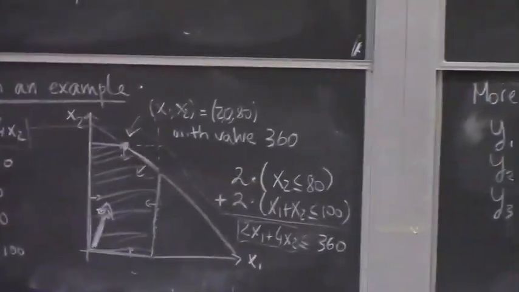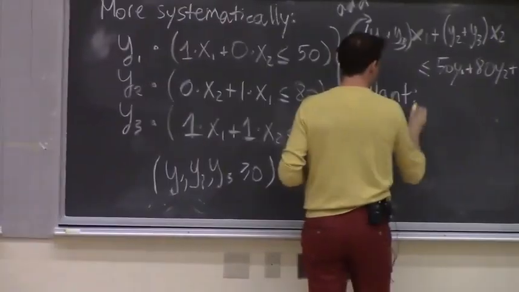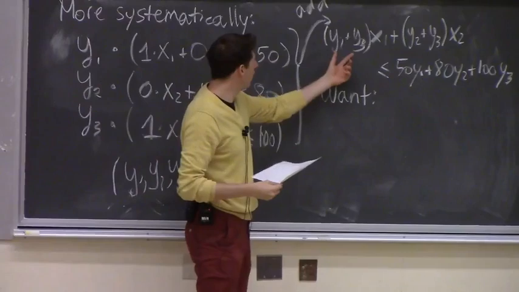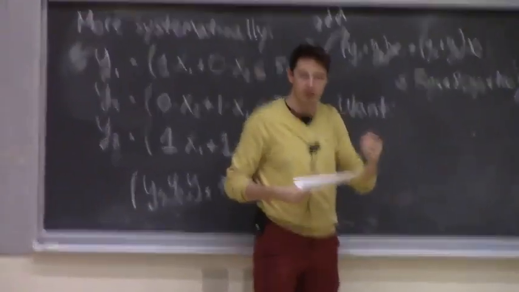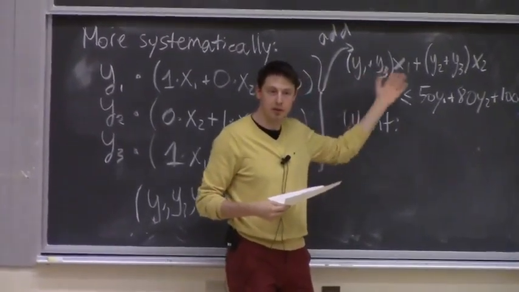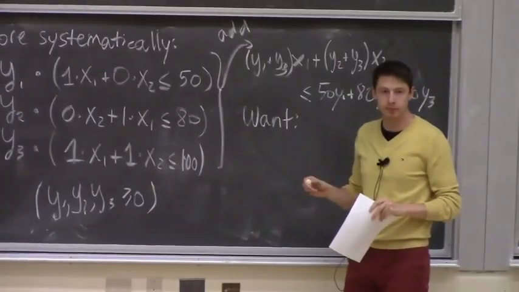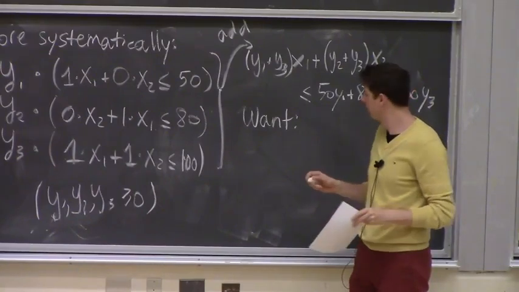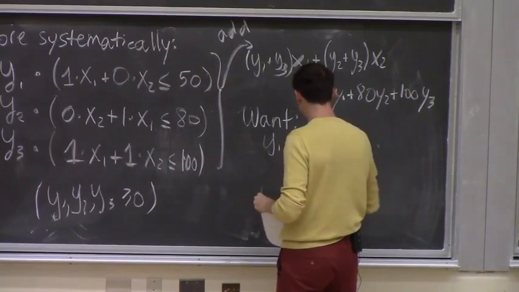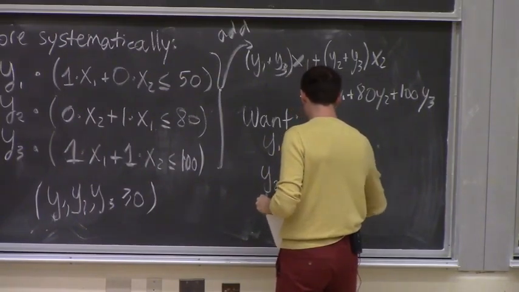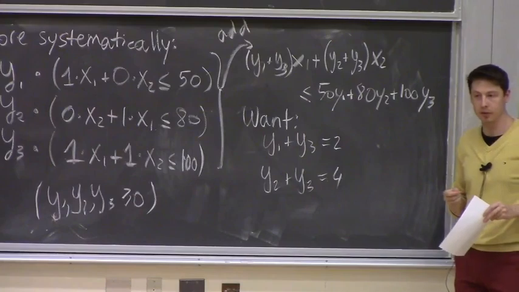So here, what I would like is some constraints on y1 plus y3 and y2 plus y3, because I want to create the objective function through these constraints. What are those constraints? Yeah, y1 plus y3 has to be 2. So let's write y1 plus y3 equals 2, and the other one, y2 plus y3, is going to equal 4. These are the coefficients that I'm trying to target.